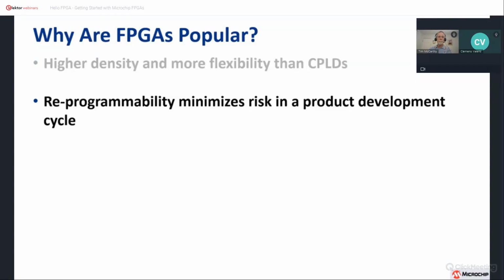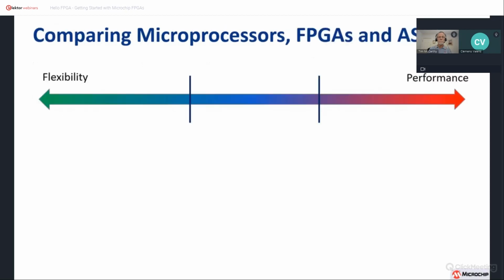Reprogrammability minimizes risk in a product development cycle. An FPGA design can be implemented in a matter of days or a few weeks and can be modified quickly to correct bugs found in the debug cycle. Reprogrammability also allows fielded products to be updated to add additional features or correct bugs that were found after the product was released.